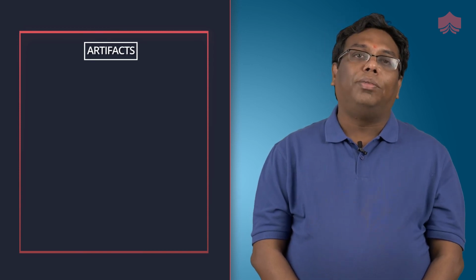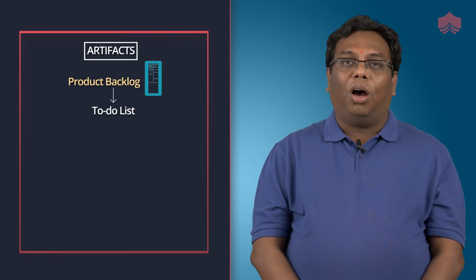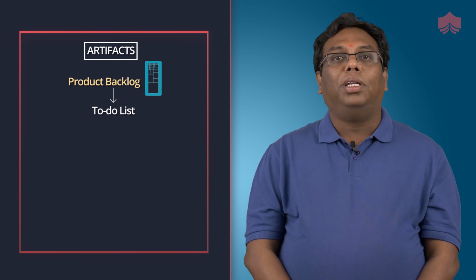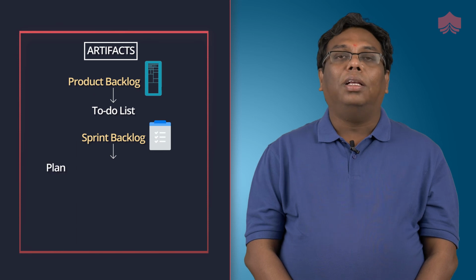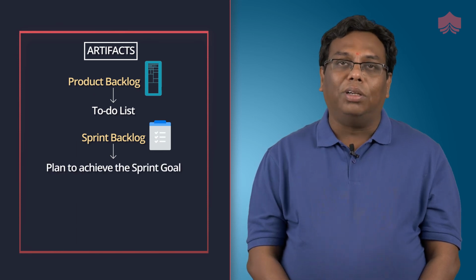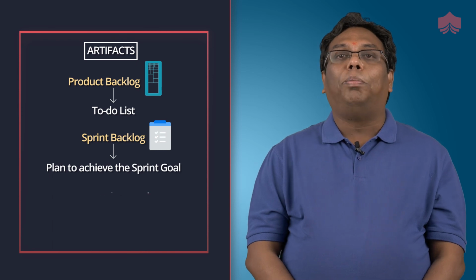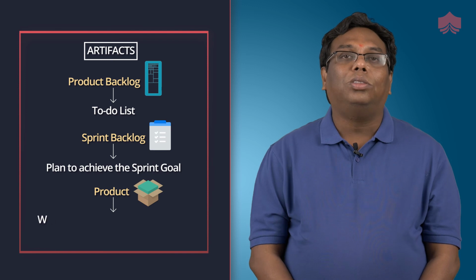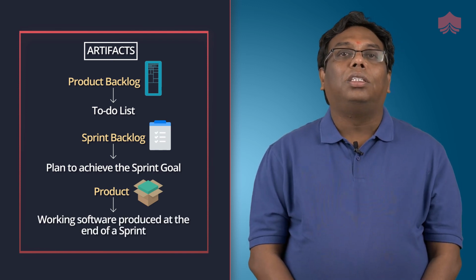The first artifact we call the product backlog, which is nothing but the to-do list of all the things that will be developed in a given product. Similarly, you have the sprint backlog, which is basically the plan in terms of how the team is going to achieve the sprint goal. Similarly, you have the product itself as one of the artifacts, which is nothing but the working software which you produce at the end of each and every sprint.